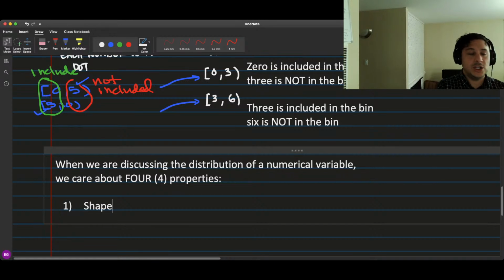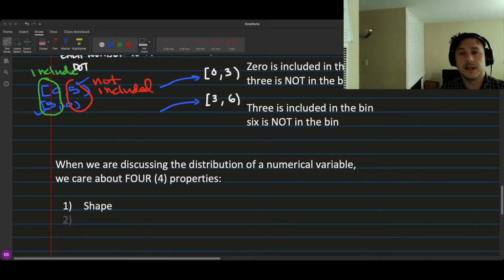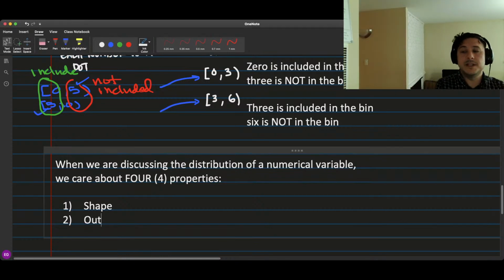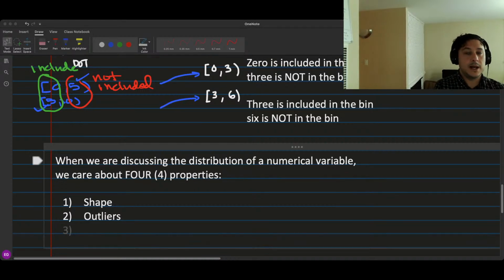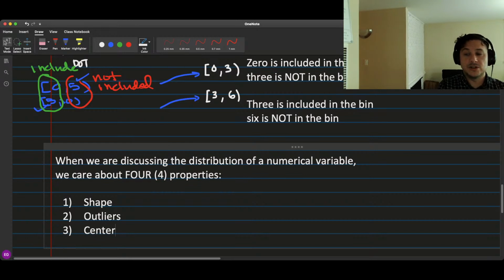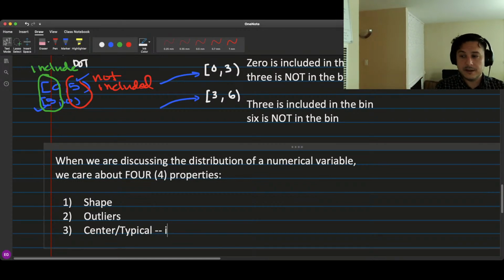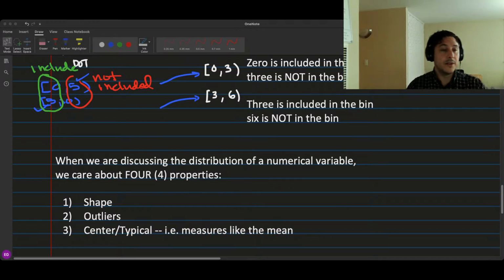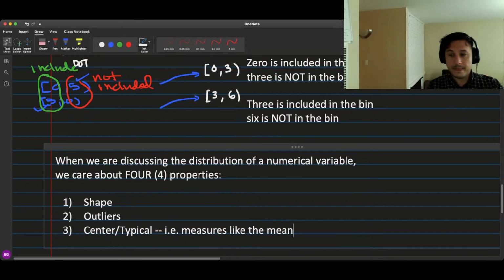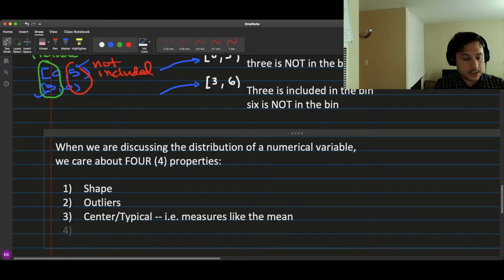First, we care about the shape of the distribution, and I'll explain to you in a moment how you figure out what the shape is. We care about whether the distribution has outliers. I'll explain what that means. We care about the center of the distribution, in other words, the typical value. We already discussed this. Remember how we were talking about the mean was a measure of center? We'll talk about other measures of center. And then we care about the spread of the distribution. That we'll discuss later.